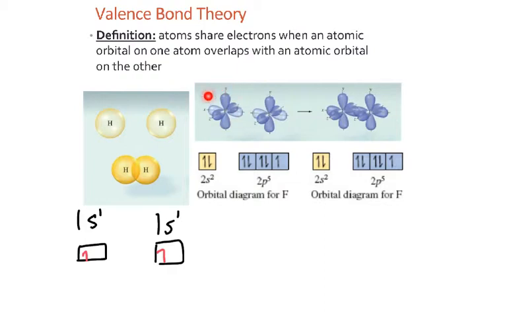So if you take a look at the picture up here showing those orbitals, you'll notice that it has the three p orbitals overlapping. You have the py, you have the pz, and then you have the px.